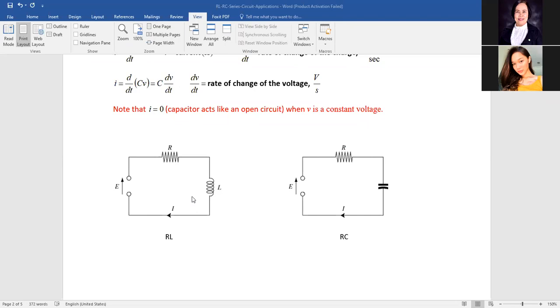Now, we will not discuss for now RLC, wherein all three are present, because our circuit would then be modeled using a higher order differential equation. So we will only take two at a time: the R and the L, one type of circuit, and the R and the C, for another type. We will not have all three, because, as I've said, the result will be a higher order DE.